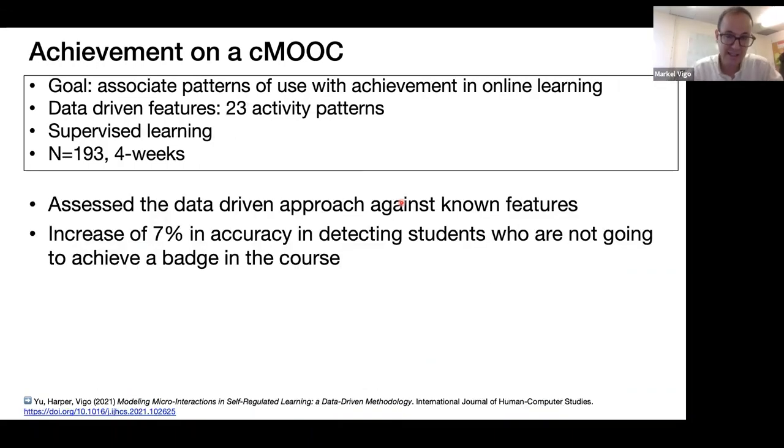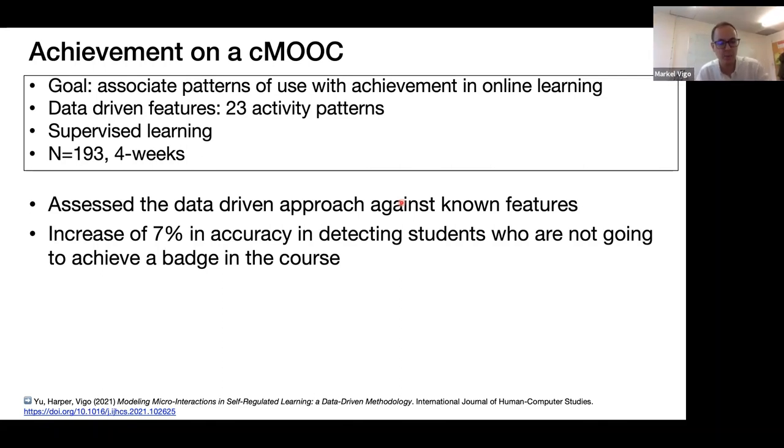And the final case study was about whether we can predict if someone is going to be a high achiever in online learning, where achievement is measured by badges given by a course instructor. So we derived some data-driven features, 23 of them. We applied supervised learning here, and we involved 193 students over a period of 4 weeks.